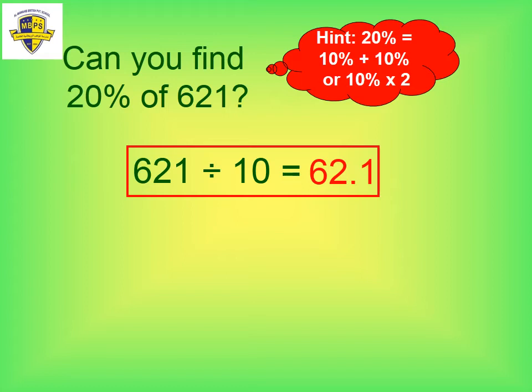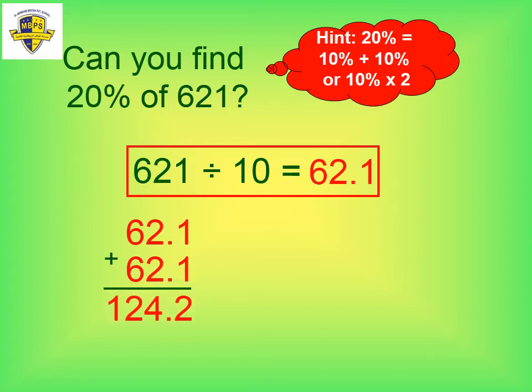Now this 62.1, you can multiply it by 2 or add it 2 times. This is up to you. Both give you the same answer and both are correct. So here 62.1 plus 62.1. First we start adding the tenths. 1 plus 1, 2. Put the decimal point below the decimal point. 2 plus 2, 4. 6 plus 6, 12. So the answer is 124.2.